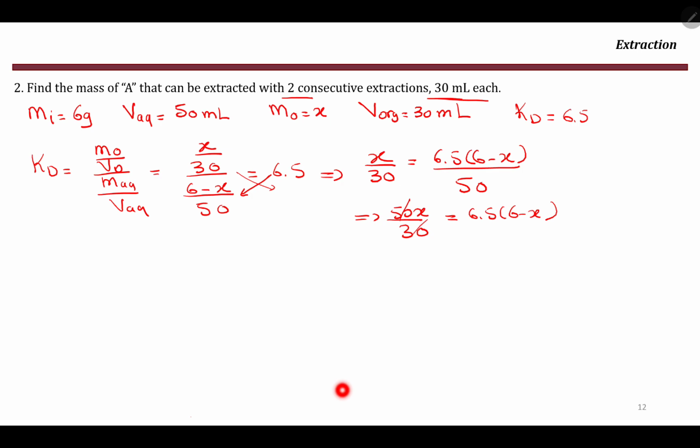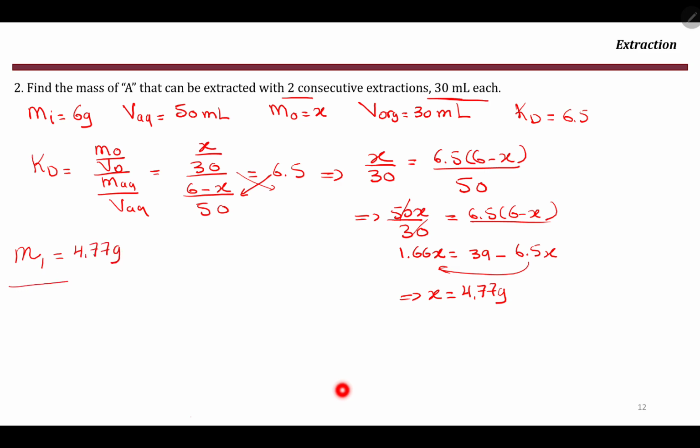So if I want to simplify this, we will end up with 1.66x equals, and we open the bracket here, 39 minus 6.5x. Again, move this to this side. Anyways, once you finish this, x will be equal to 4.77 grams. So this is the first amount of compound A that can be extracted using 30 milliliters. So M1 is equal to 4.77 grams.